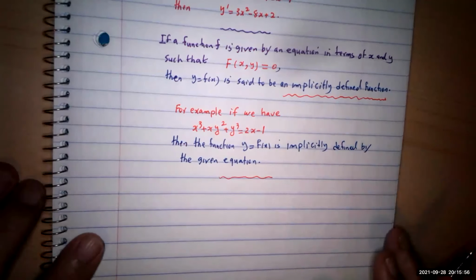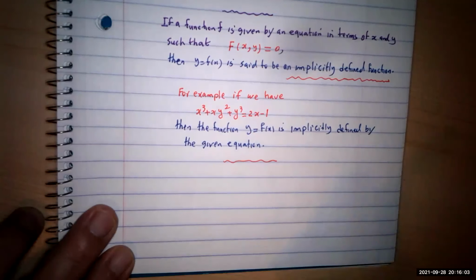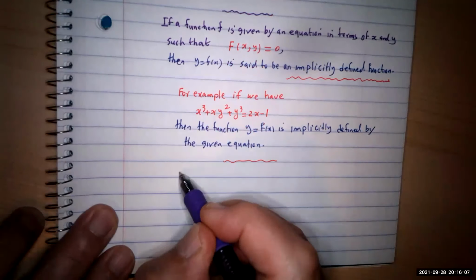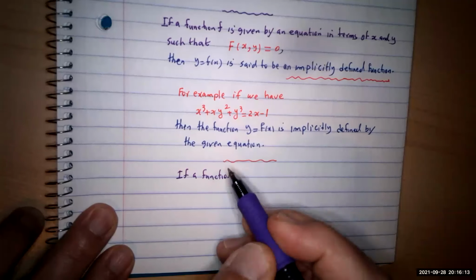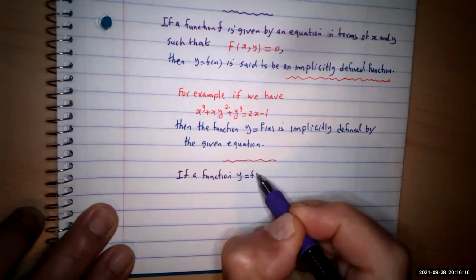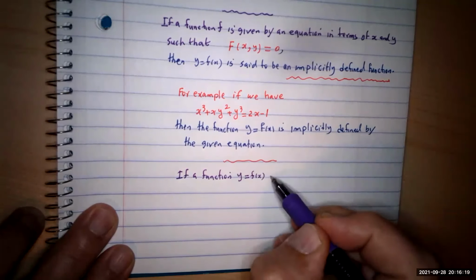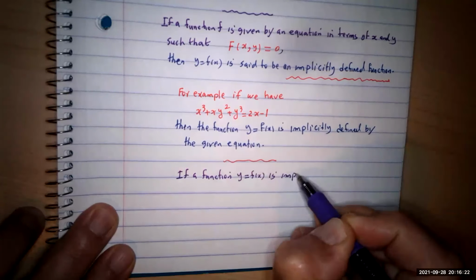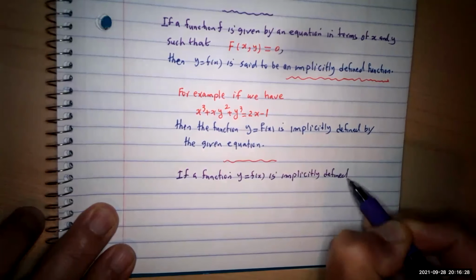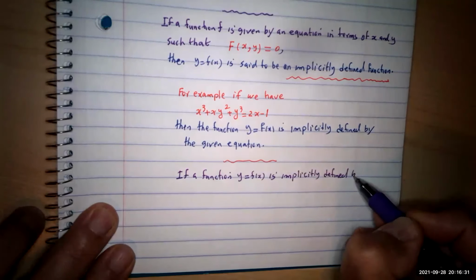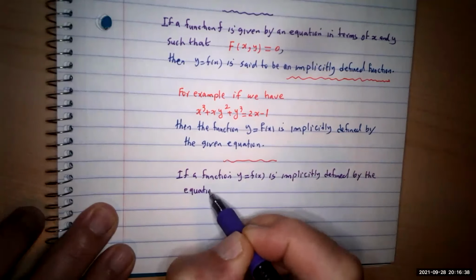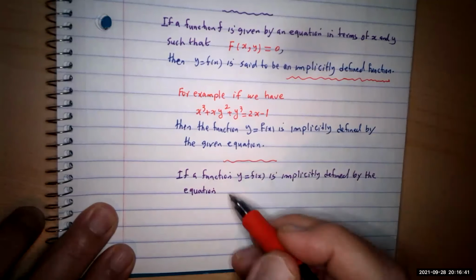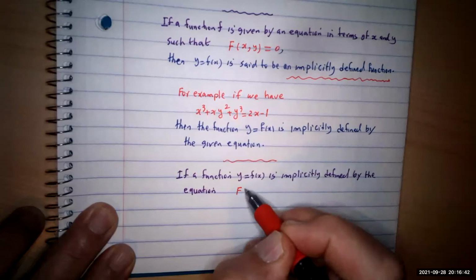This is going to be the case. Now, if the function is given to you, a function y equal to f of x, you can call it u if you like, it's the same thing, is implicitly defined by the equation, by this equation that we talk about, f of x and y, which means they are mixed together, equal to 0.